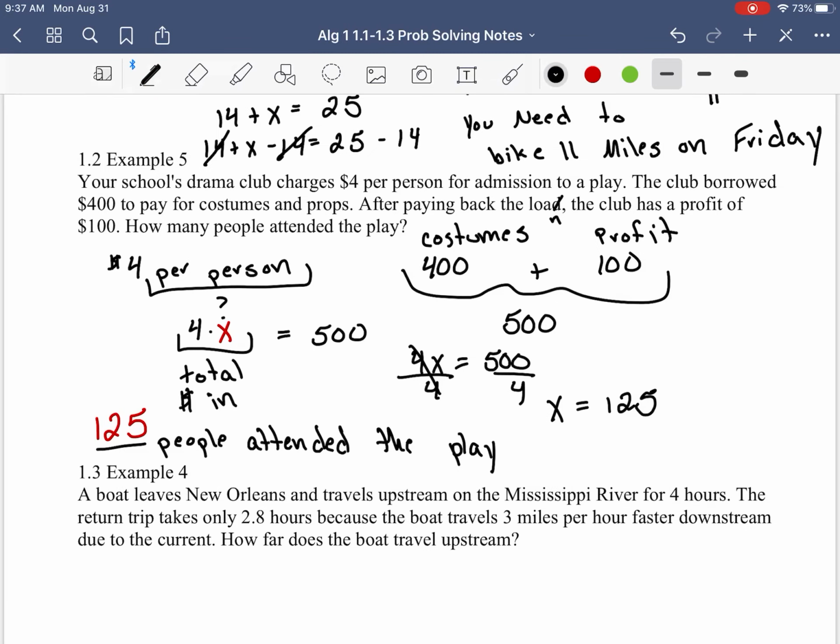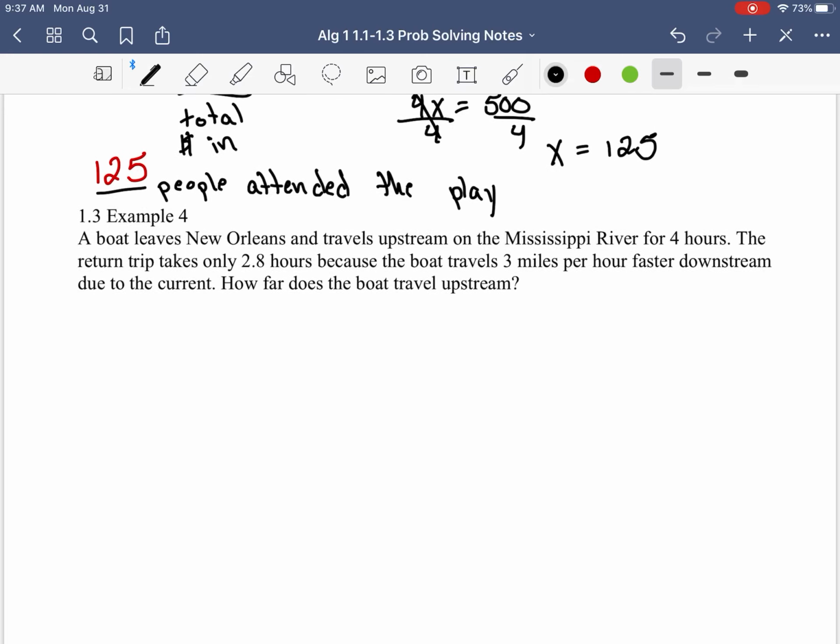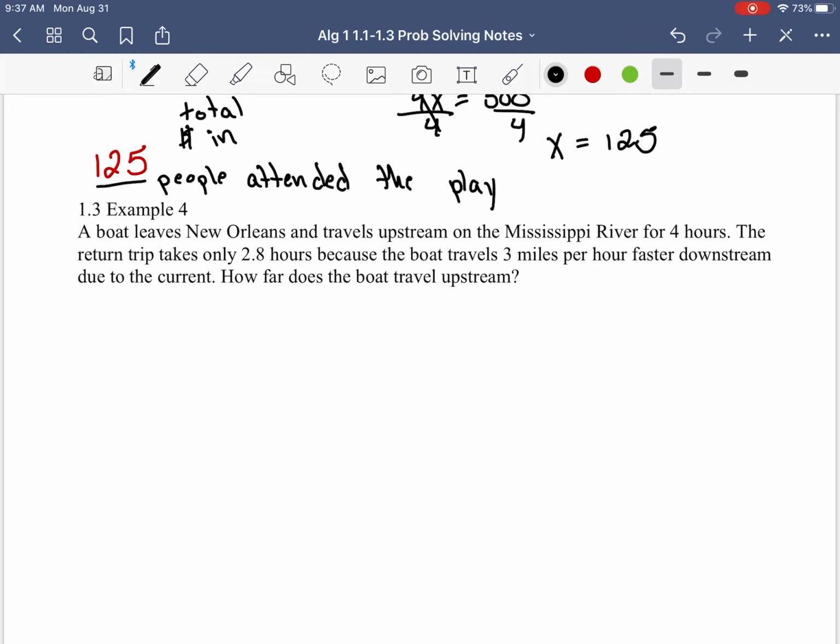Okay. Now, last example. This one I think I'm going to draw a picture. Let's read and see what's going on. We have a boat that leaves New Orleans and travels upstream on the Mississippi River for 4 hours. That 4 hours might be important, so I'm going to highlight that. The return trip takes only 2.5 hours because the boat travels 3 miles per hour faster downstream due to the current. How far does the boat travel upstream?